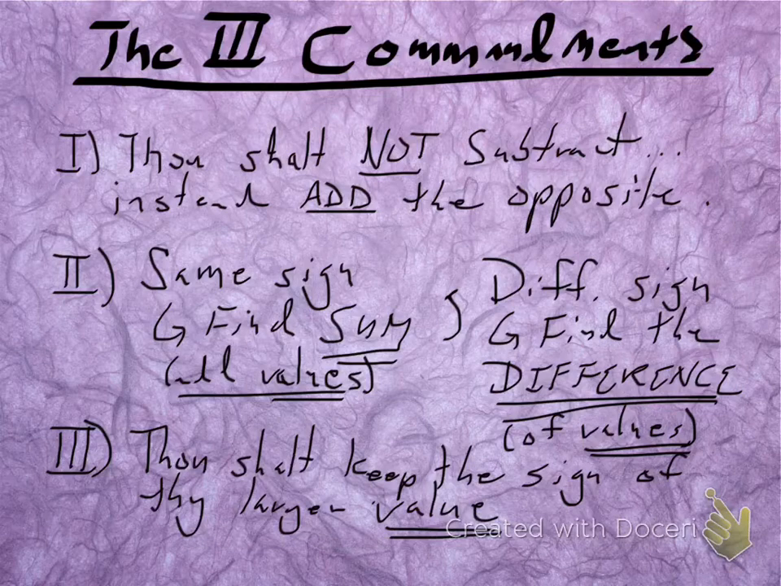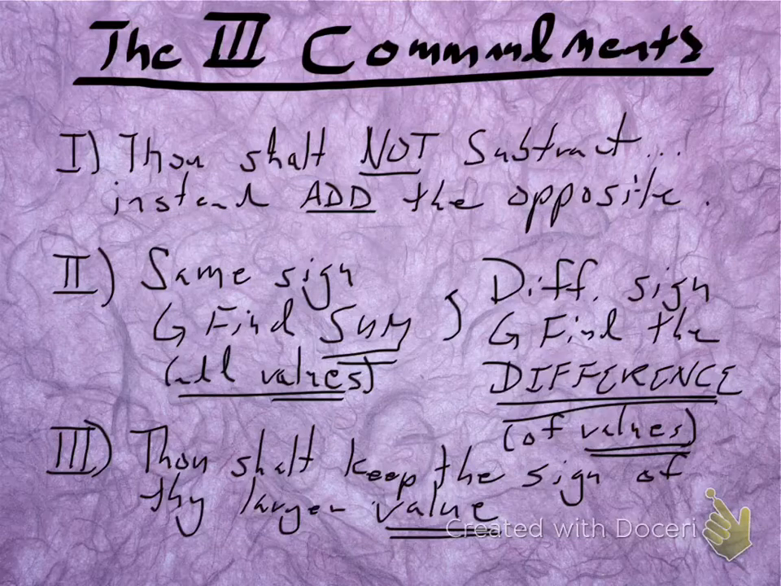The second commandment says that if we're adding two things that have the same sign, either both positive or both negative, we just find the sum of the values. So if we have a negative 3 and a negative 8, 3 and 8 is 11. If we had a positive 3 and a positive 8, 3 and 8 is 11. That's all you do for the second commandment. If, on the other hand, the two numbers have different signs, one positive and one negative, it does not matter which one's bigger and which one's smaller. You just take the bigger value and subtract the smaller value and get the difference.